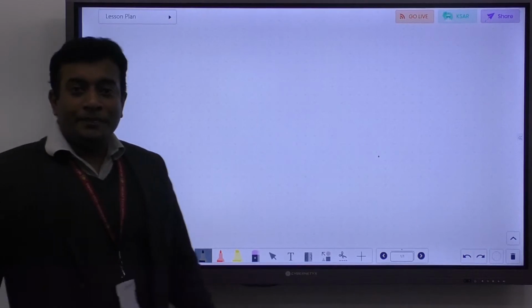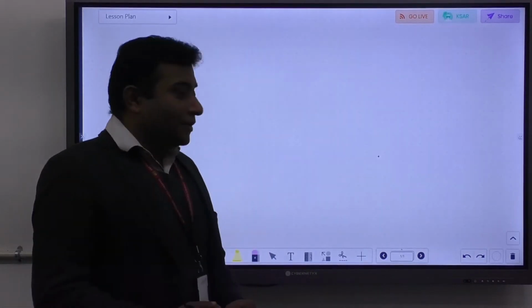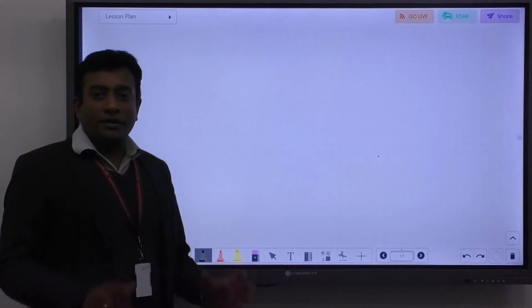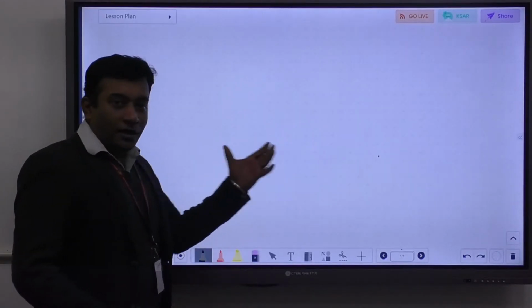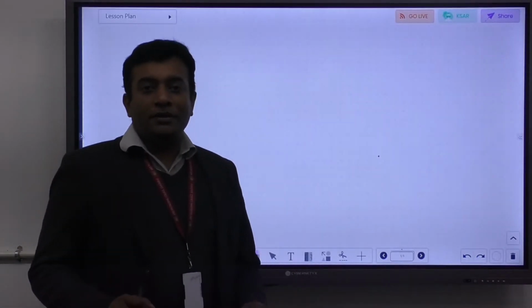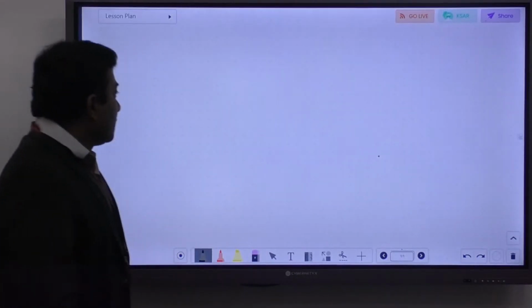Hello everyone. In the last class, we had studied the K-maps. We had studied different types of K-maps and their alignment. Now we will study how to implement the K-maps.